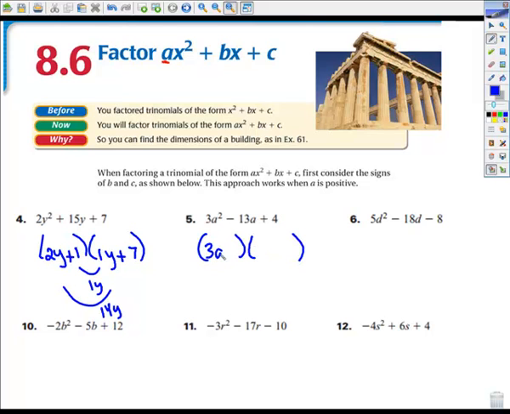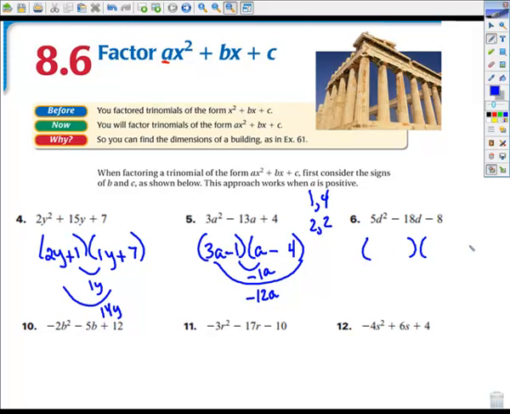3a squared, I know I'm going to need a 3a and an a, and factors of 4. Now I can try 1 and 4 or 2 and 2. So I'm going to try the 1 and the 4. I'm going to go 1 and 4. I'm trying to think ahead because I know 3a and 4 is 12a, and 1 times a is 1a. In order for me to get a negative 13, I need both of these to be negative. Well, a negative times a negative is a positive, so that works out well for me. So 3a minus 1 times a minus 4.